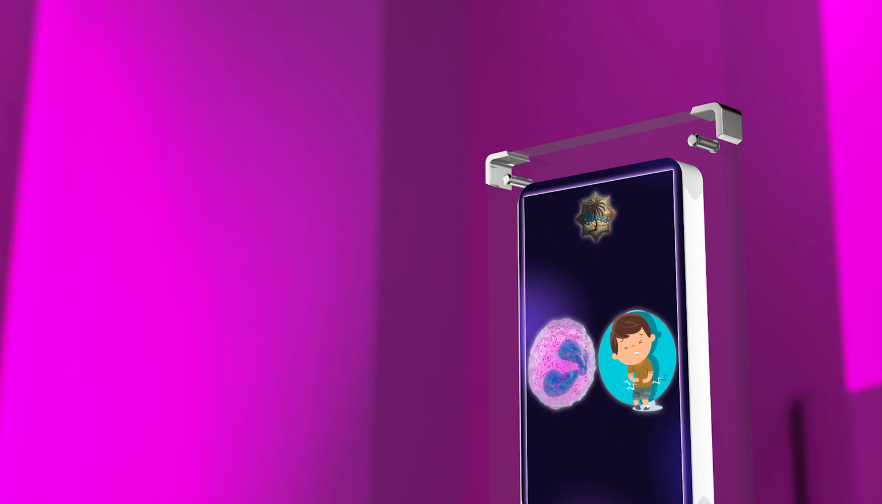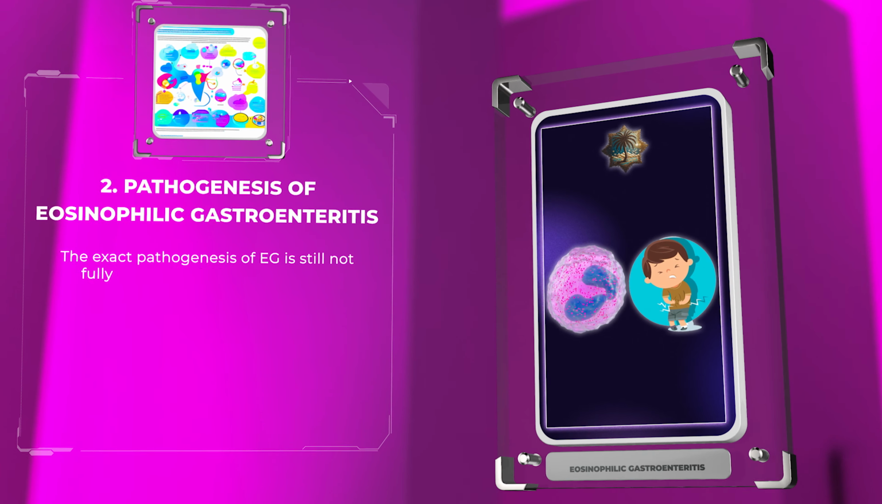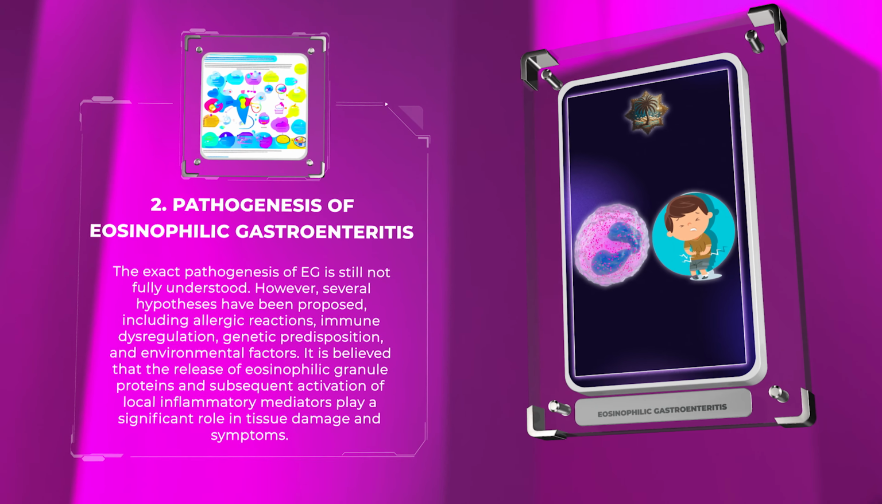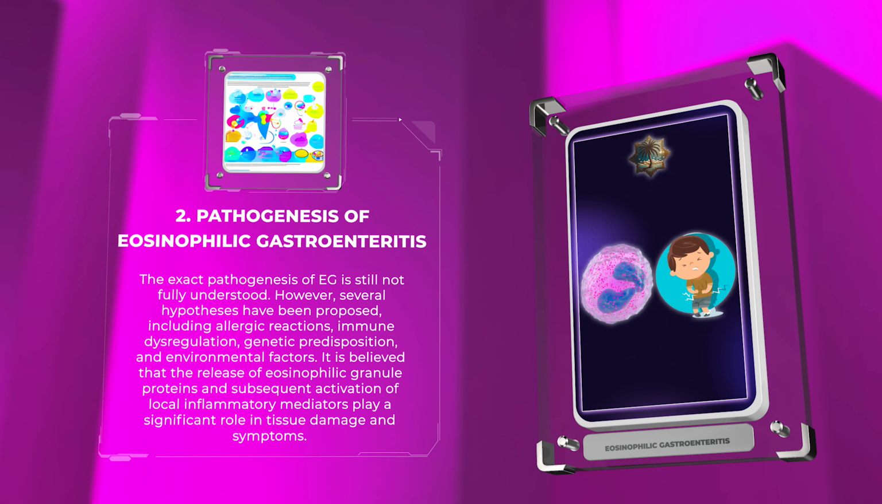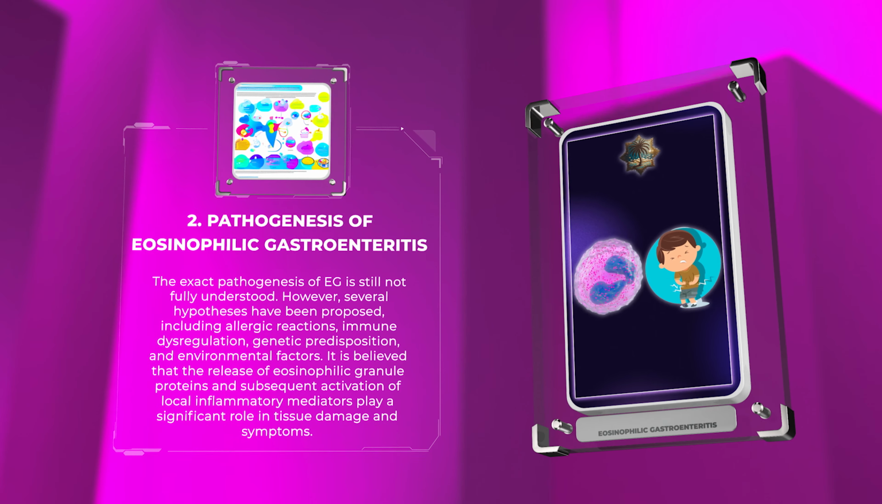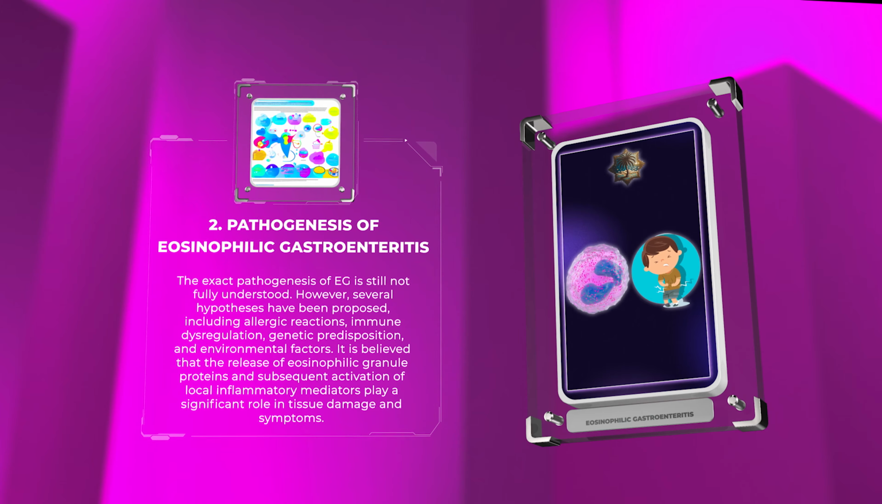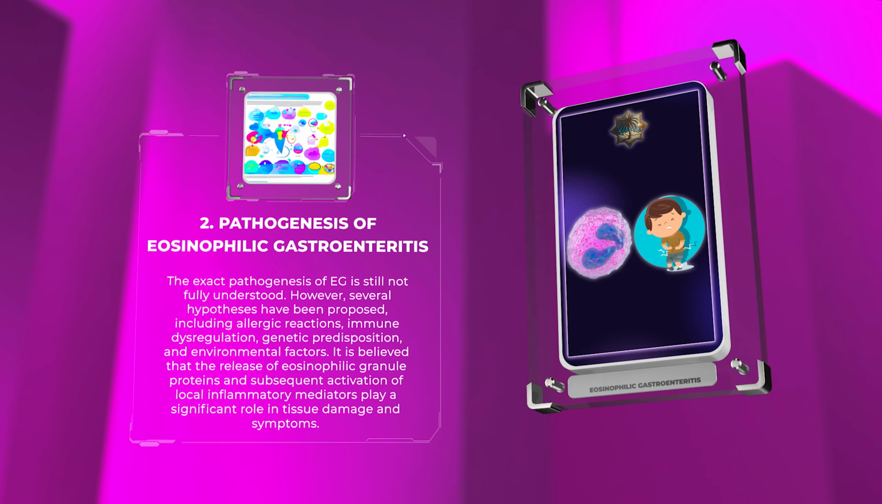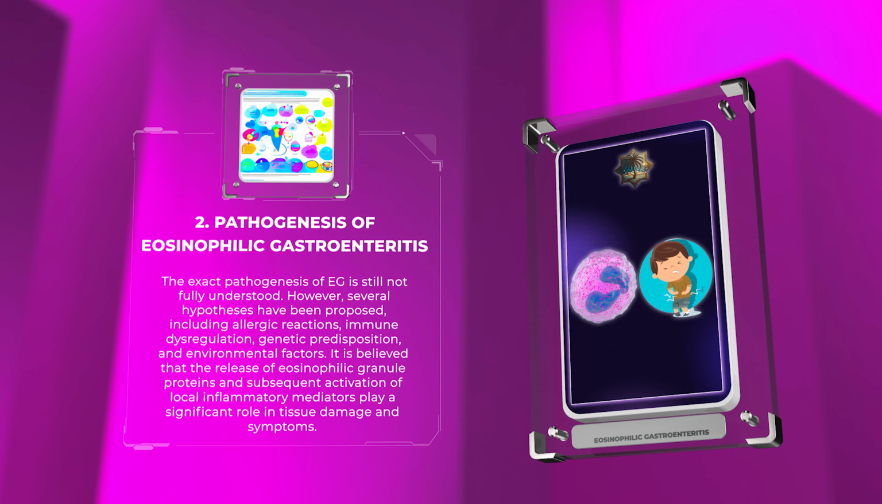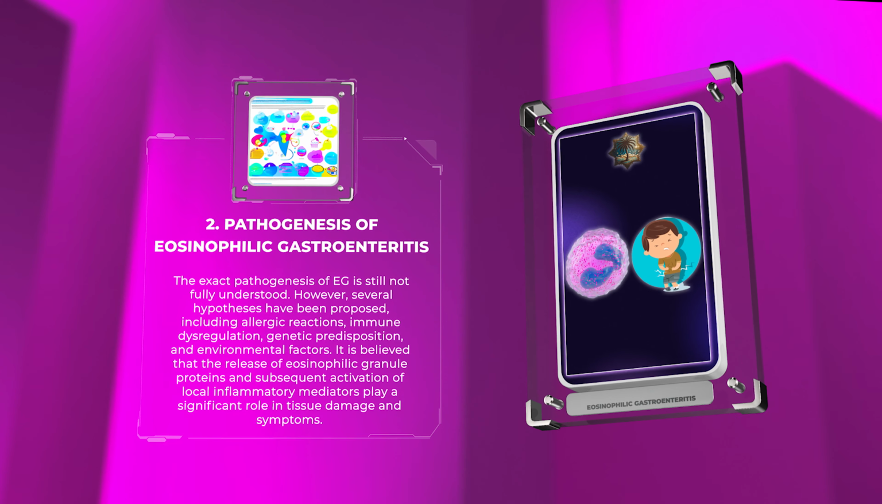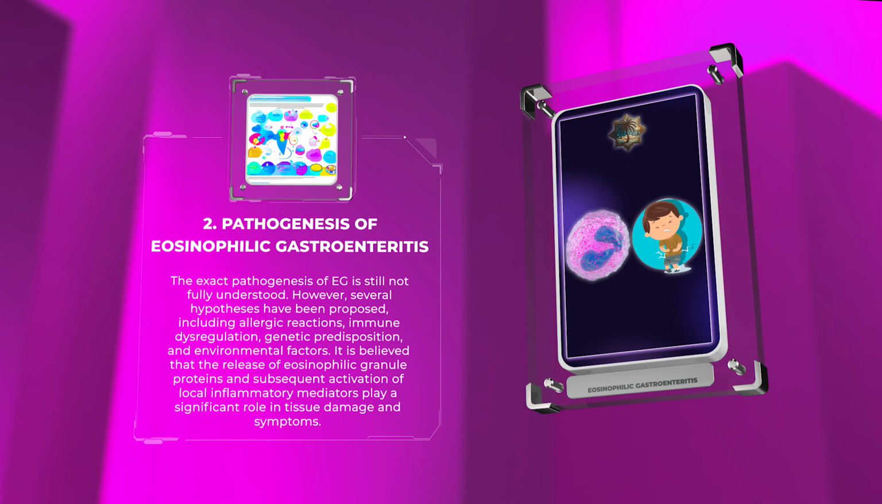The exact pathogenesis of EG is still not fully understood. However, several hypotheses have been proposed, including allergic reactions, immune dysregulation, genetic predisposition, and environmental factors. It is believed that the release of eosinophilic granule proteins and subsequent activation of local inflammatory mediators play a significant role in tissue damage and symptoms.